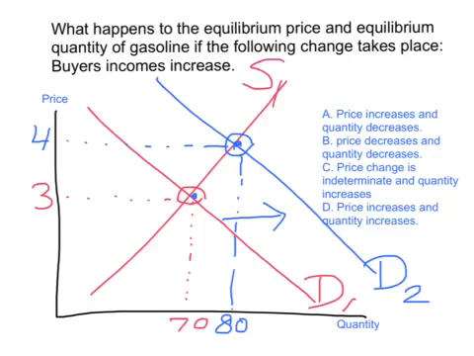And so we can conclude, therefore, that the equilibrium price has increased from $3 to $4 in this case, and the equilibrium quantity has increased as well, from 70 to 80. So the correct answer is choice D, price increases and quantity increases.